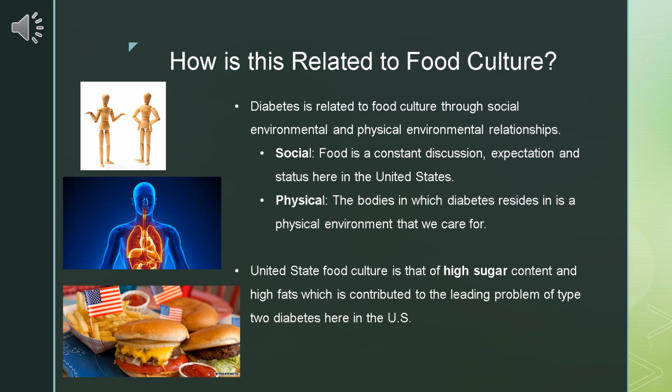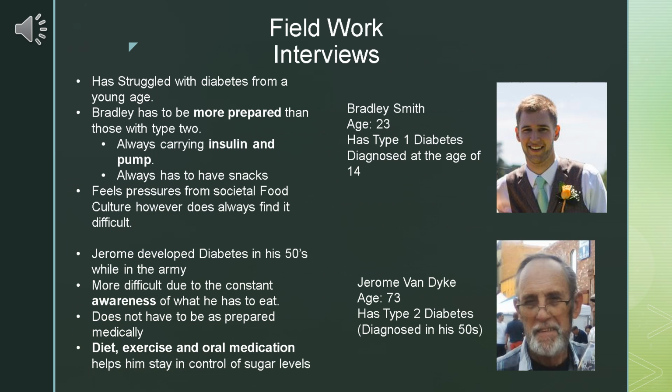The physical relationship of food culture here is the body itself, as well as where the food is produced to be brought into the body. This is really important because diabetes resides in the body, which is the physical environment. We also know the food culture here in the United States contains a lot of high sugar content and fats, which is one of the leading contributors to the problem of type 2 diabetes here in the United States.